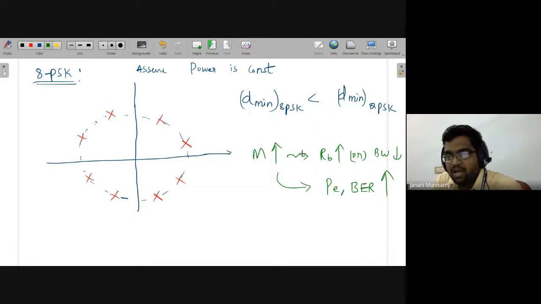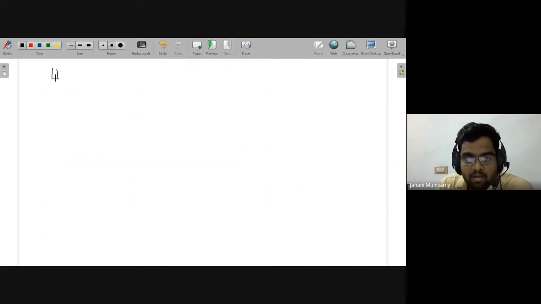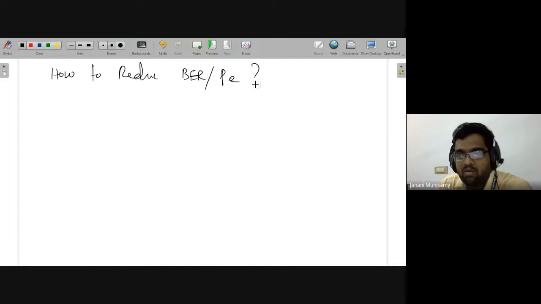All these analyses are under the assumption that power is constant. So the moment we go for higher order modulation, I have some advantage in terms of bandwidth and bit rate. The problem is with respect to the probability of error and BER. Now, how to reduce the probability of error or bit error rate once you go for higher order modulation? That is the challenge here.